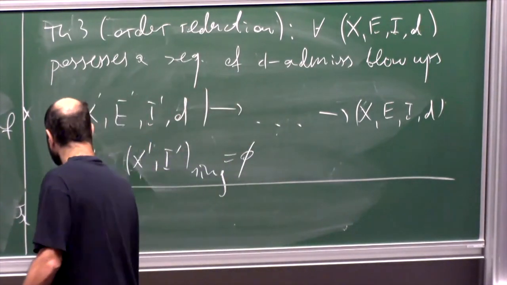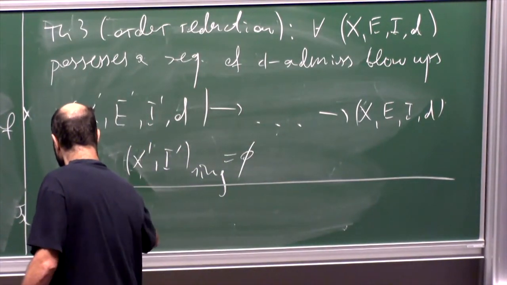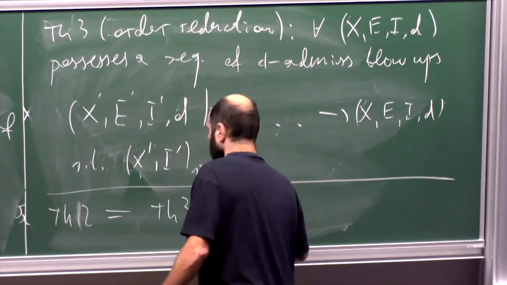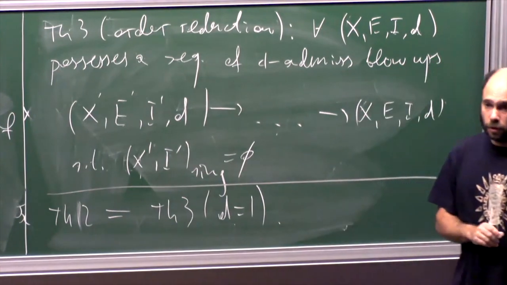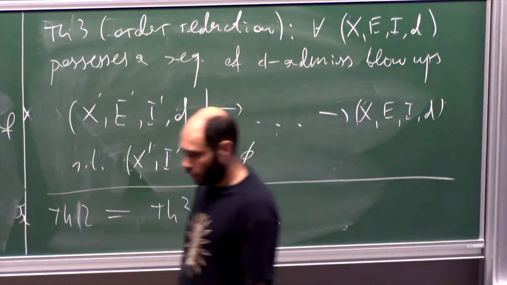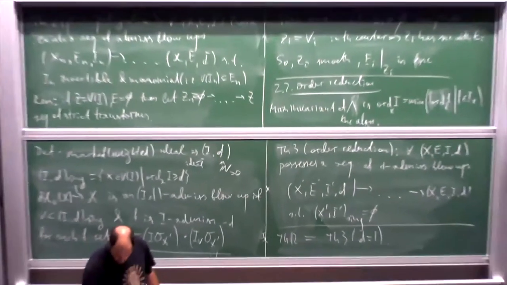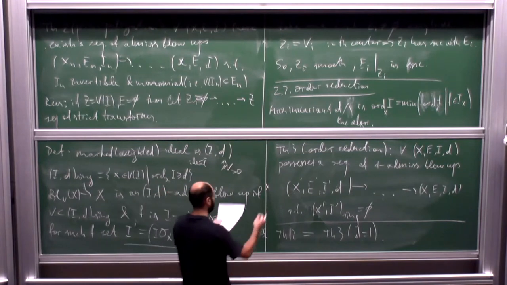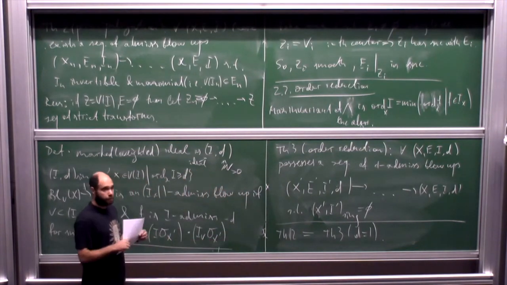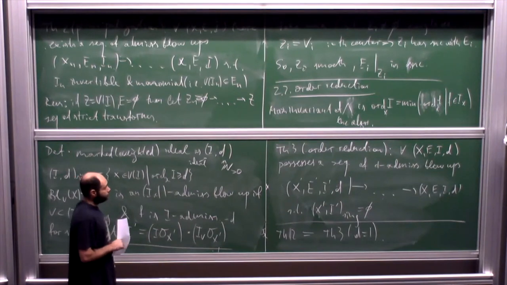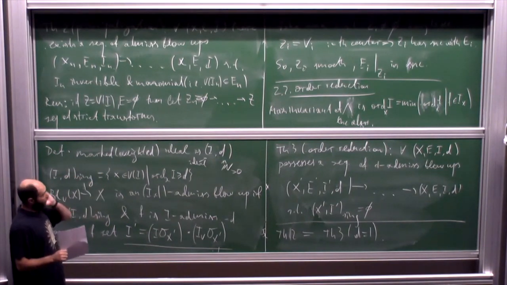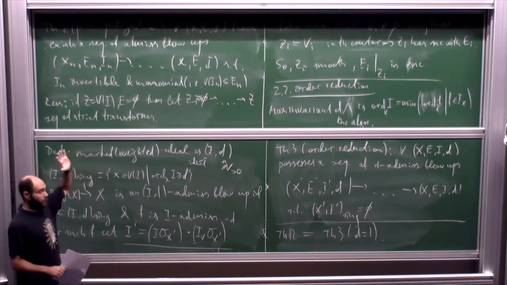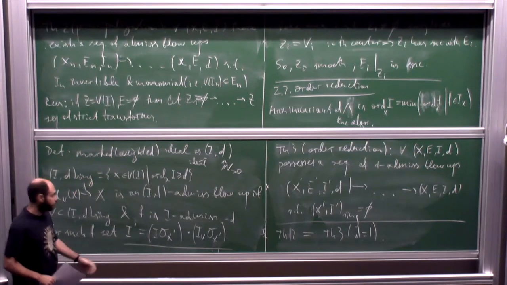And maybe I'll just mention that theorem 2 is just theorem 3 for D equal 1. So theorem 2 is just a particular case. And it turns out that for inductive reasons, it's much more convenient to prove theorem 3. Now in the logarithmic setting, if you get to some details, it will be the same structure. We'll have theorem 1 logarithmic, theorem 2 logarithmic, and theorem 3 logarithmic.